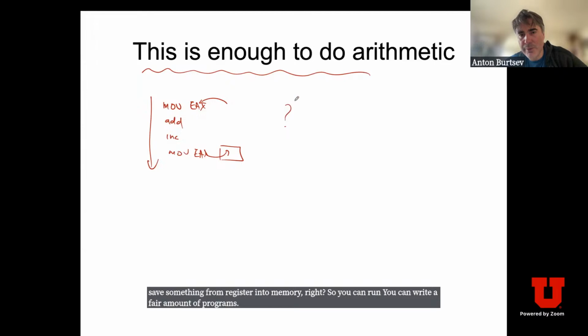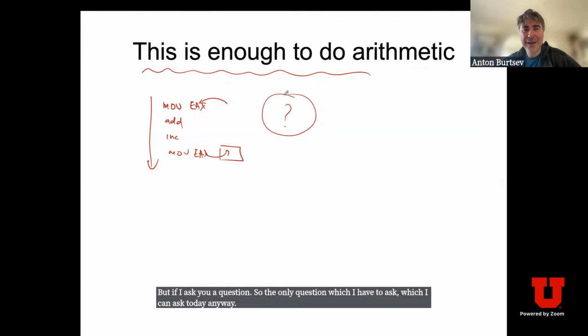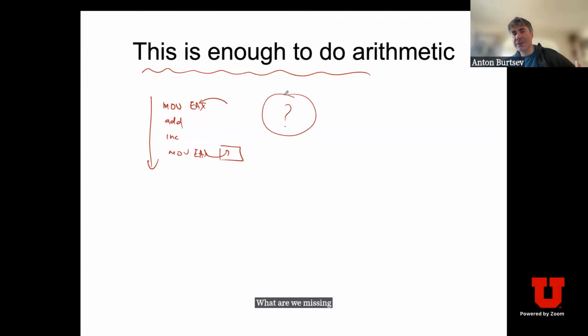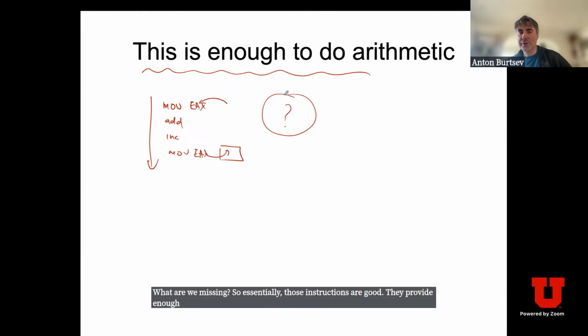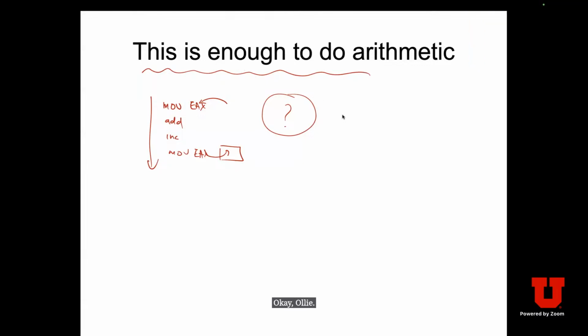But the only question I can ask today: what are we missing? Those instructions are good. They provide enough material to write meaningful programs, but something is missing. So what is missing? Which programs will you not be able to write? Okay, Ali? It could be if else.